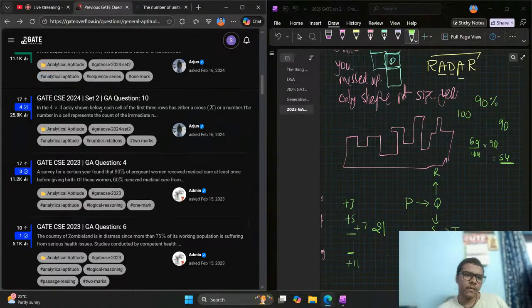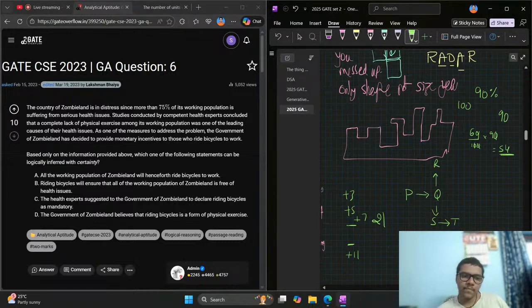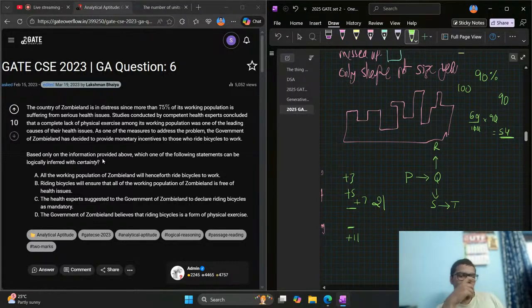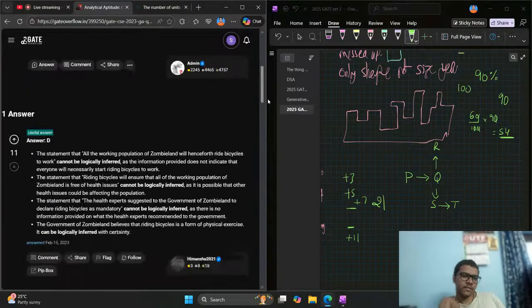Okay. We had this one, I remember this one. The government of Zombieland believes that riding a bicycle... Henceforth, you cannot say that. No, ensure, you cannot say that. Not mandatory. These are strong words, you cannot use them, so D is the answer.